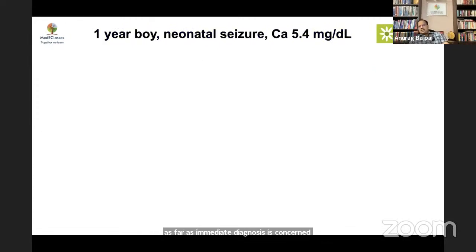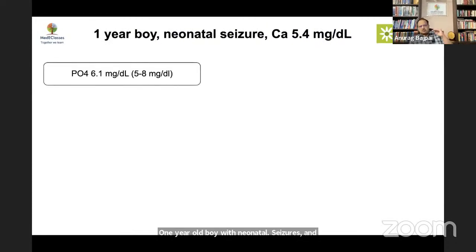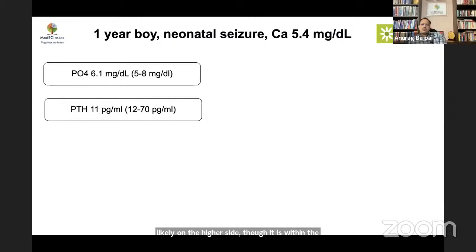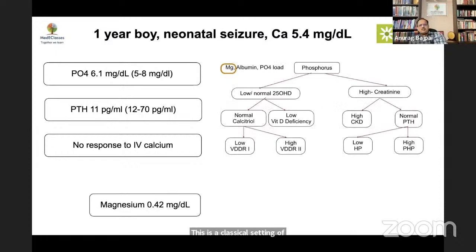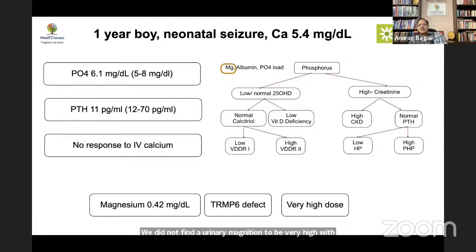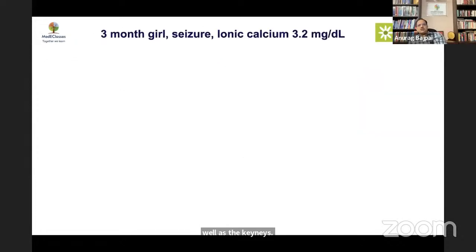A 1-year-old boy with neonatal seizures and very severe hypocalcemia, total calcium of 5.4. Phosphorus is slightly on the higher side, though it is within the normal range for the age. PTH is not that elevated, it's inappropriately low. So this looks like a hypoparathyroidism. There is no response to IV calcium. This is a classical setting of hypomagnesemia. So when we checked the magnesium levels, they were really low. We did not find a urinary magnesium to be very high. It was found to be a TRPM6 defect, which is a transporter both in the intestine as well as in the kidneys. We required a very, very high dose of magnesium, around 20 times the normal dose, to achieve the response.